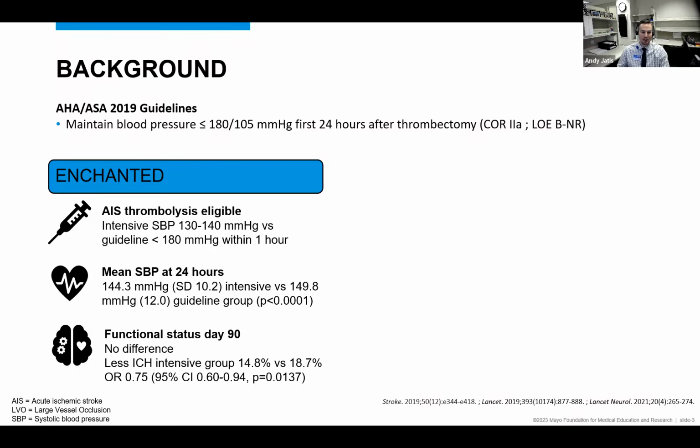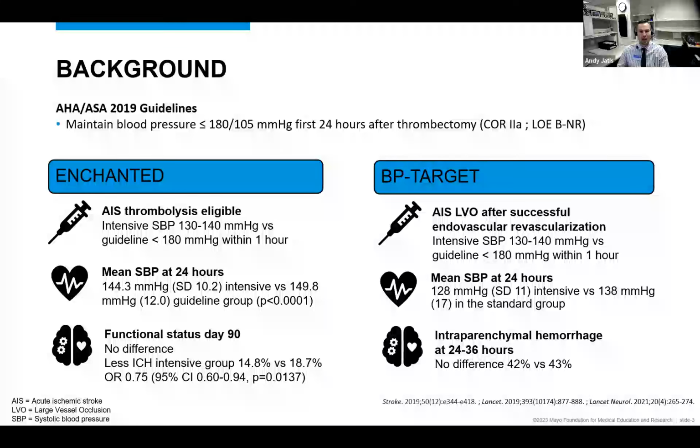What they did see is there was less intracranial hemorrhage in the intensive group. So the hypothesis generating idea is that for these patients, even a more aggressive blood pressure goal for patients receiving just thrombolytics might have better outcomes, even in comparison to our guideline recommendations. So then what kind of large trials do we have for patients receiving mechanical thrombectomy?